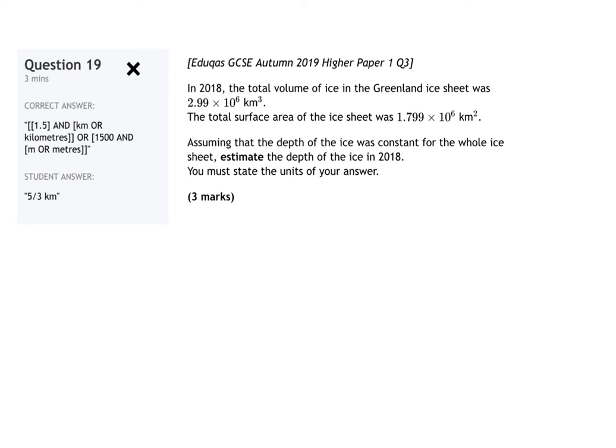Here we have a question that can be quite misleading, and it's certainly misled the student with the answer they gave here. It's a division question in a way, because you're given the volume of ice in an ice sheet, and you're given the total surface area, and they want you to find the depth. So clearly the workings will be that the depth will be equal to the volume divided by the area. So that's the calculation you want to do.